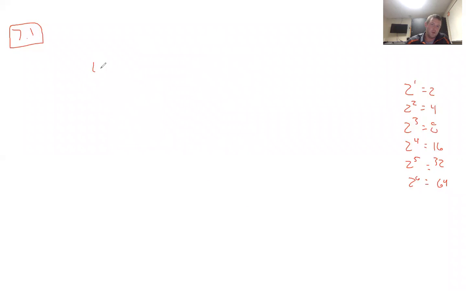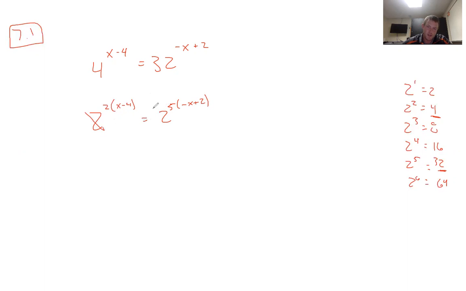The first one is 4 to the x minus 4 is equal to 32 to the negative x plus 2. See how the bases are not the same? But what you want to do is write it with a simple base. See how 4 is here and 32 is here? So I'm going to replace the 4 with 2 squared, x minus 4, and 32 with 2 to the fifth, negative x plus 2. And since I have the same base, I can just cross them off.